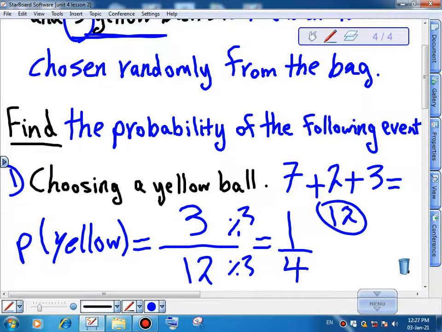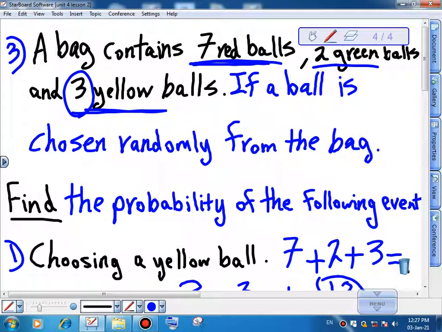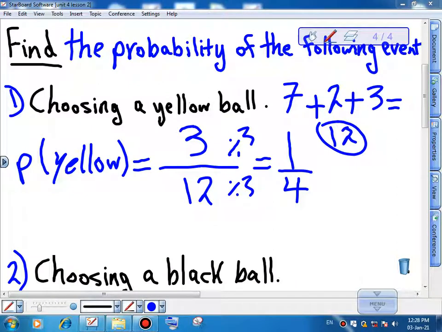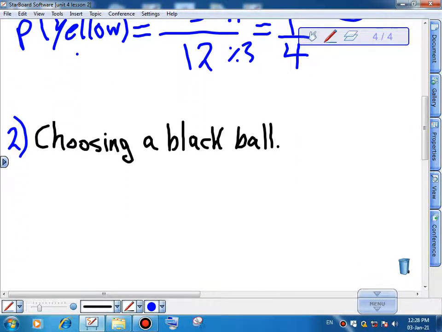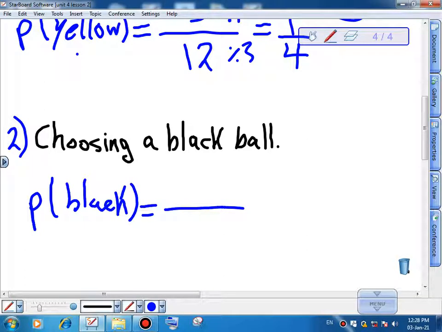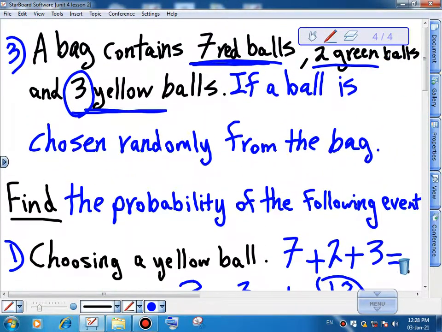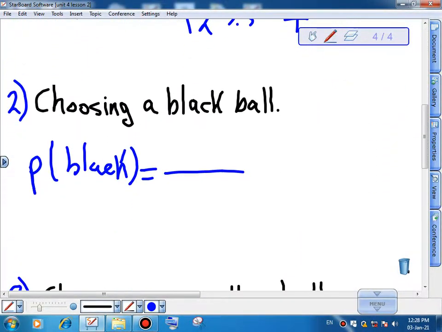Next one, if I need to choose a black pole, how many black poles can I get? I have only red, green, yellow. I don't have any color like black. First, put the rule: the probability of the black poles equals the number of times I can get black poles over the total. I have only 3 colors, red, green, yellow. I don't have any black poles.